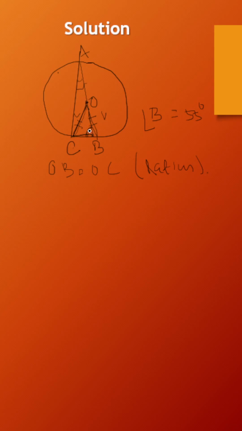So this is 55 degrees. It means that this angle will also be 55 degrees. So in the triangle, the angle OCB will equal 55 degrees. Hope you can understand the logic. If you don't understand it, please comment so that I can explain it again.